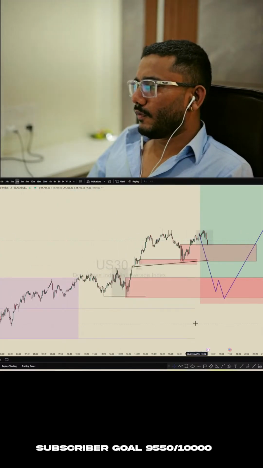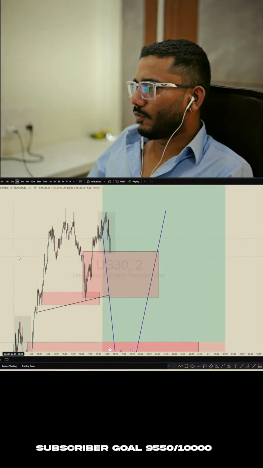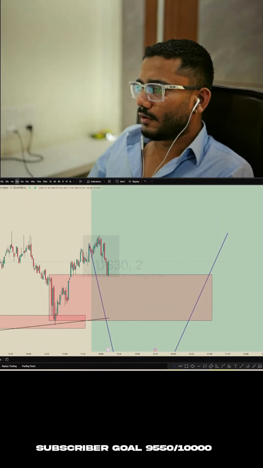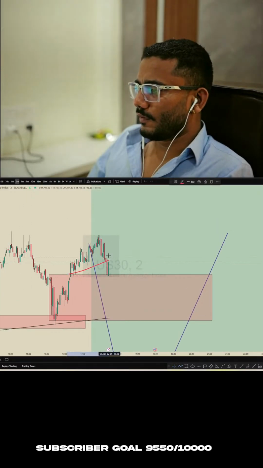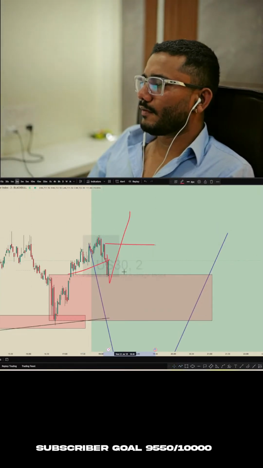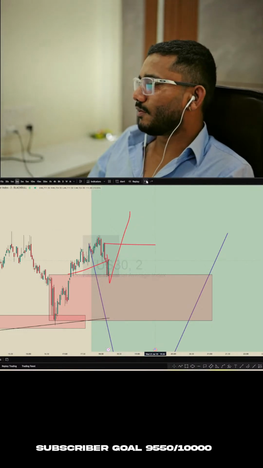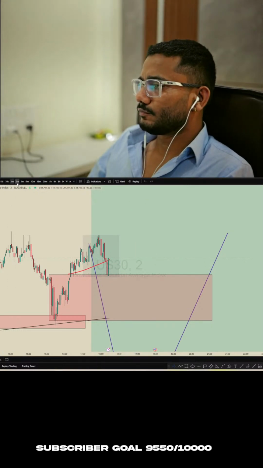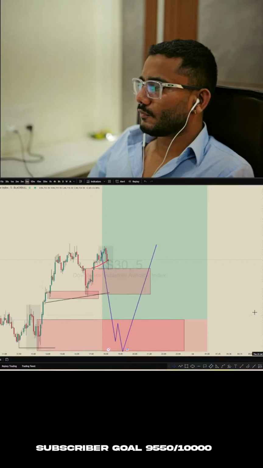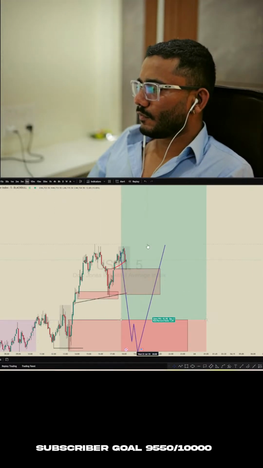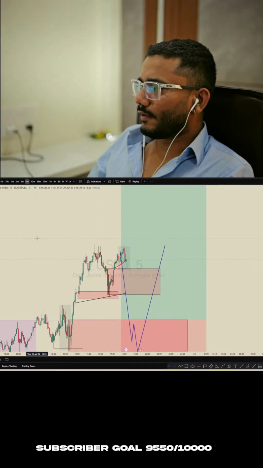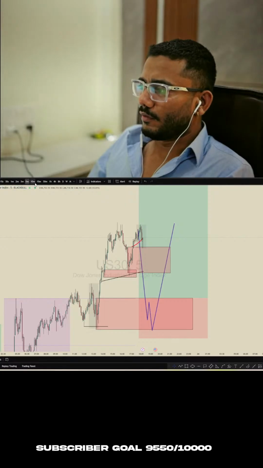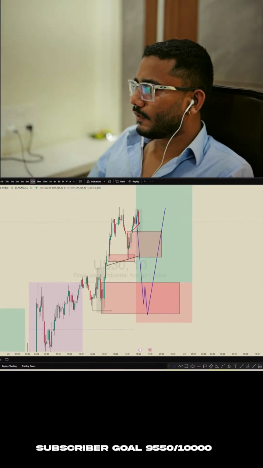On 1 minute, we can see price has tapped this area, sweeping this liquidity. I think it can continue higher from this area only. If this breaks, then it's a sign that price will continue higher. So here we can look for a buy side entry. We'll do 50-50 in this area.